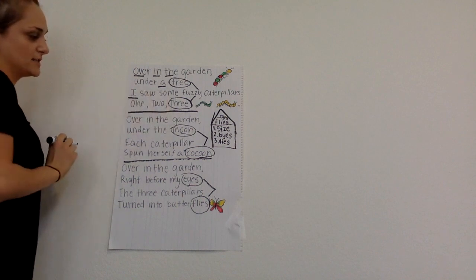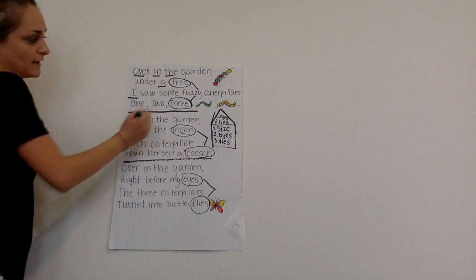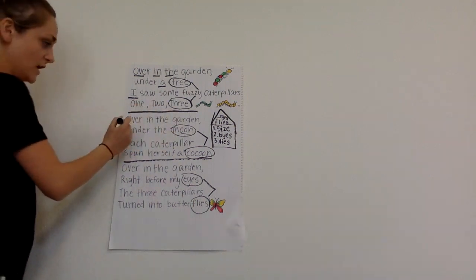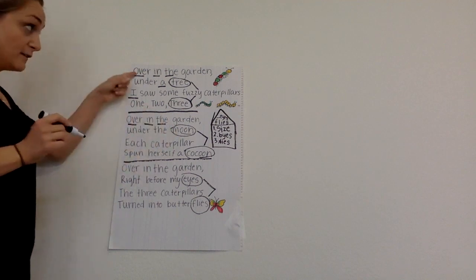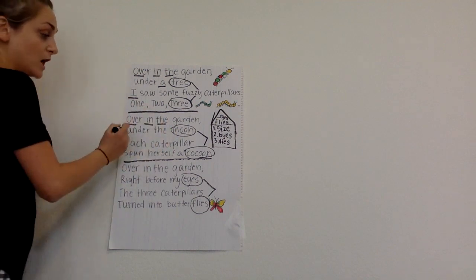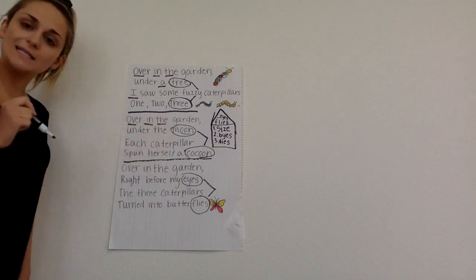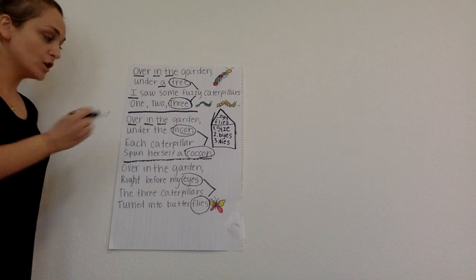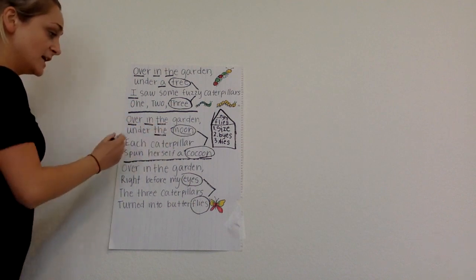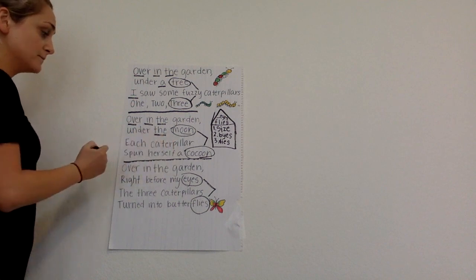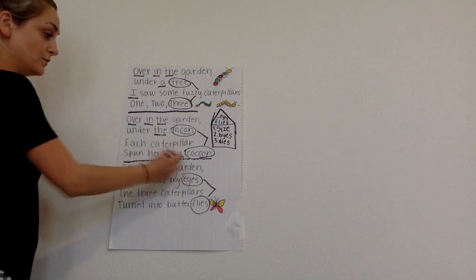Let's look at the second section. Over in the garden. We know we're going to underline over, in, and the because they were underlined in the 1st section. Under the moon. What's a sight word in the 2nd sentence? Under the moon. The. Very good. Each caterpillar spun herself a cocoon.